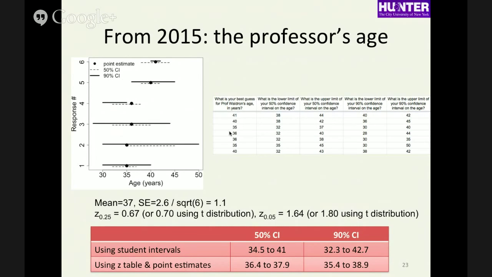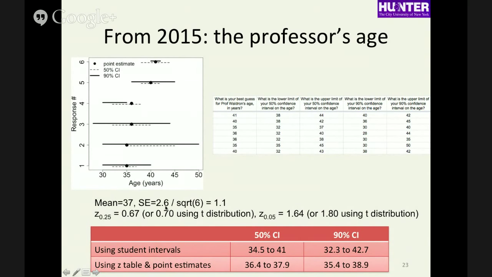All right, so let's wrap up this example. Here are the actual values, the guesses, with the plots. So I calculated from these. This is the mean of the point estimates. So the mean guess was 37.